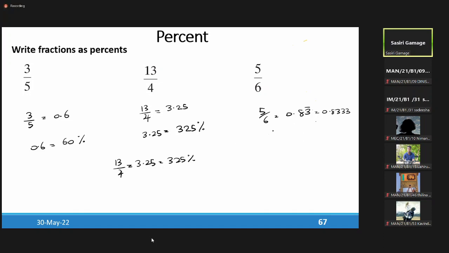First we can write it as 83.3 bar. Then we keep the percent mark.